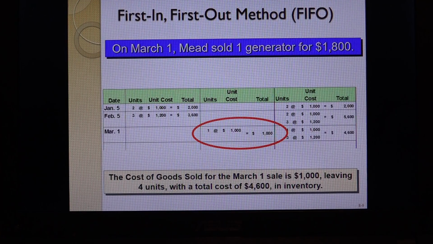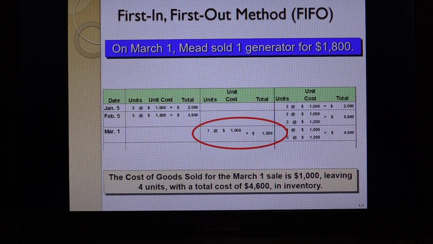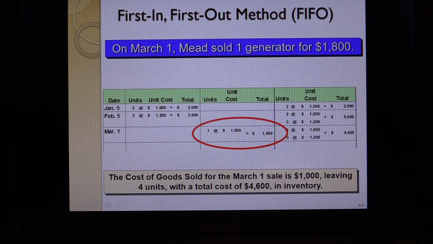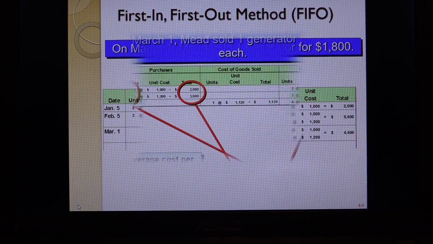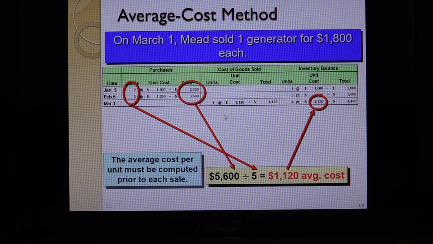Now the next cost flow assumption. If you look in the book, they sold this at $1,120, whereas with specific ID, they picked out the unit that they sold at $1,200. Notice that cost of goods sold for specific ID was $1,200 and left an ending inventory of $4,400.